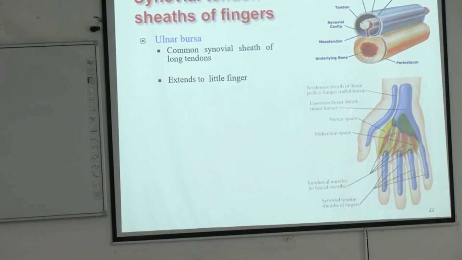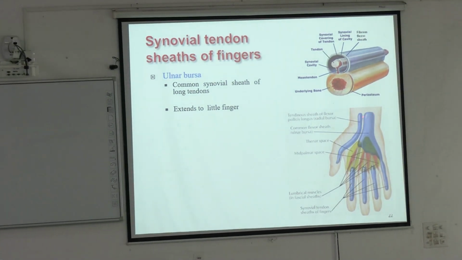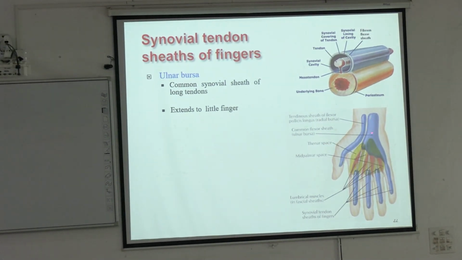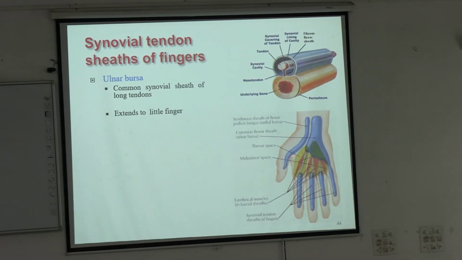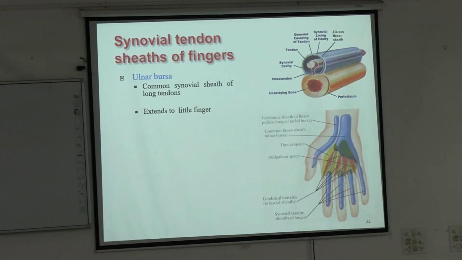Now from here we are going down. This synovial covering which is wrapping around the long tendons goes in these ways. Some of them go to the radial side, covering the tendon of flexor pollicis longus, going to the thumb. So covering the long tendon of the thumb, there is a bursa going on the radial side. This bursa we call the radial bursa. Now the other one covers the flexor digitorum profundus and superficialis present here.